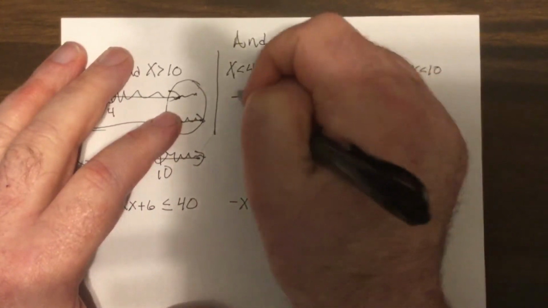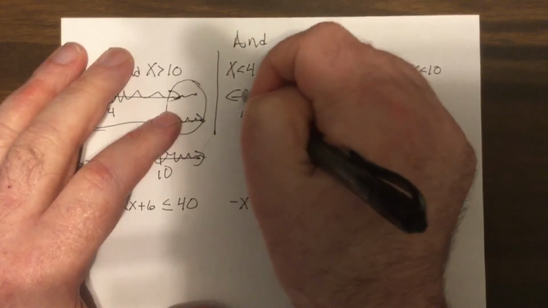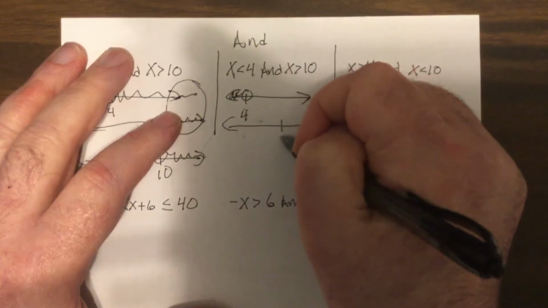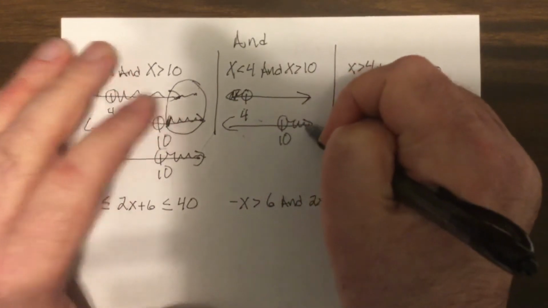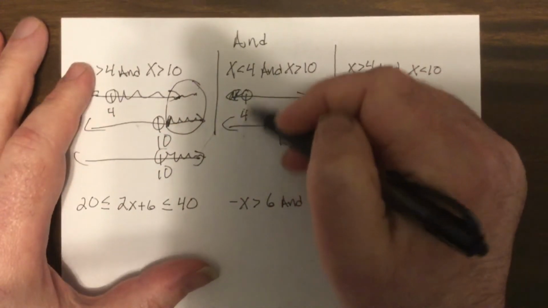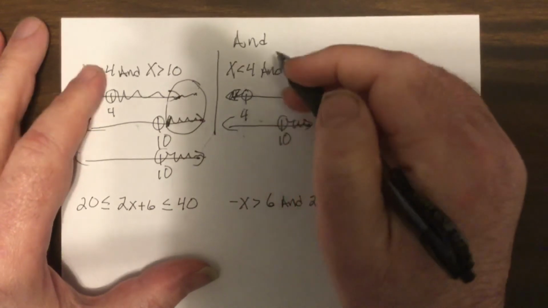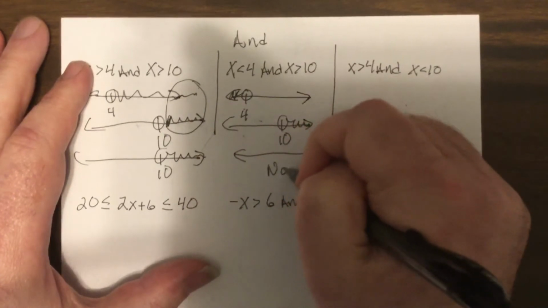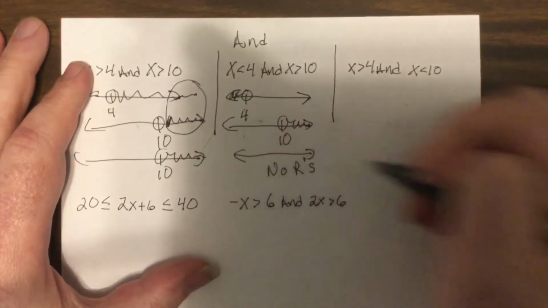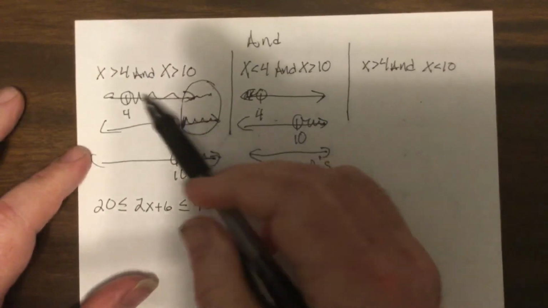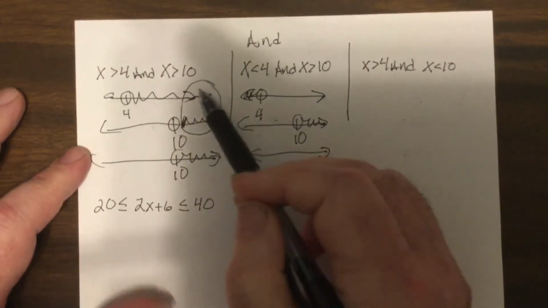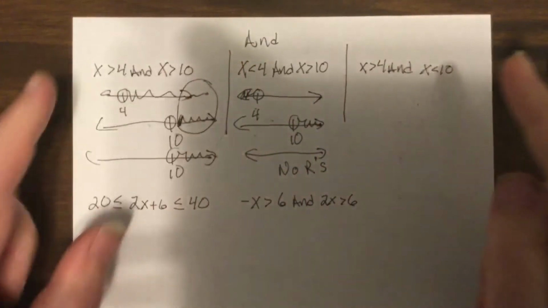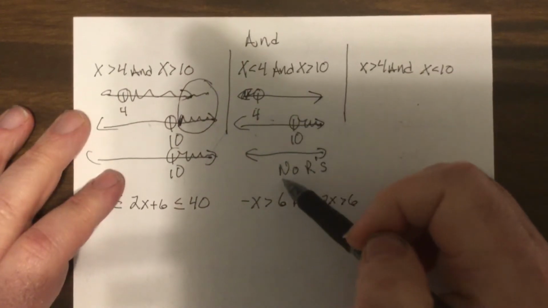Now this one. Where is the overlapping if they're going in opposite directions? Well, if you notice, there's nothing that's true for both. I don't see where there's shading on both. So this one would be a blank number line, no reals. So if it's the same direction, it's the shorter one for and. If they're going opposite to each other, then it's no reals.